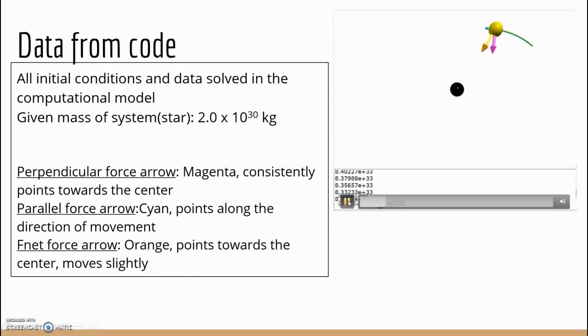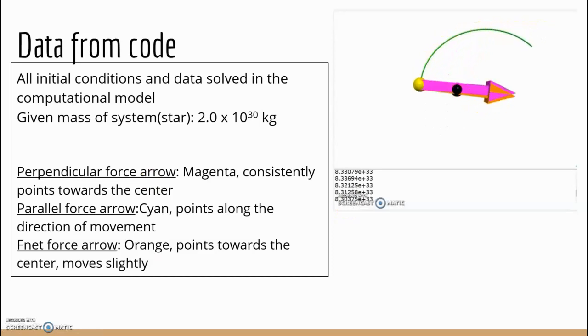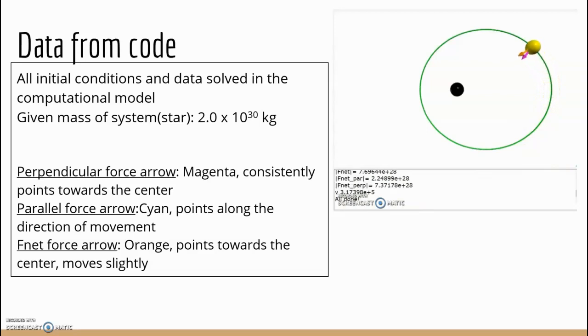The motion of the star around the black hole is circular motion, but the black hole is not in the center of the circle, so the speed of the star changes and is faster closer to the black hole and slower farther away. This is why the net force, the orange arrow, is longer as it gets closer to the black hole. The perpendicular force, the magenta arrow, always points towards the center of the circle and correlates to the curving of the system. And the parallel net force, the cyan arrow, points along the direction of motion, or opposite to it, depending upon how close the star is to the black hole.